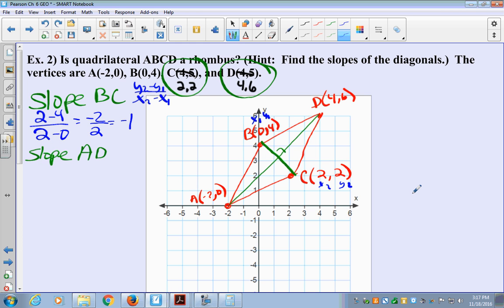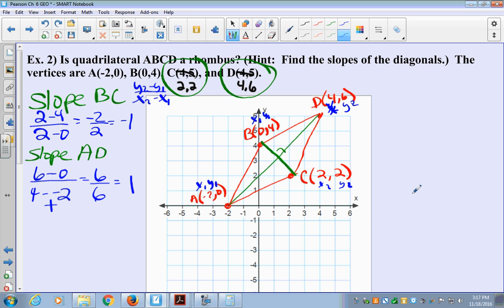AD, so let's have D be x2 and y2. And let's have A be x1 and y1. If I don't label it, I get all mixed up. We get 6 minus 0 and 4 minus negative 2. 6 minus 0 is 6. 4 minus negative 2, minus the negative is plus.